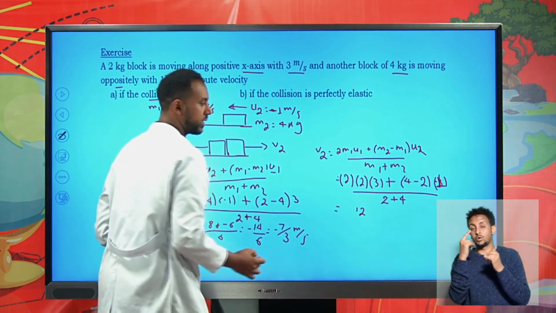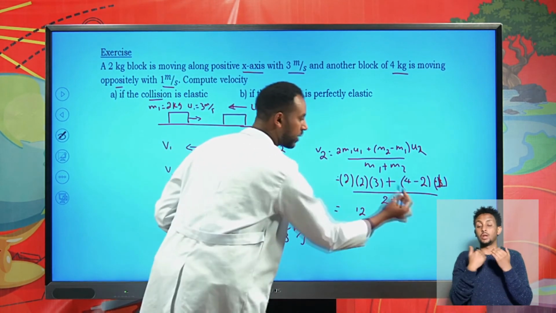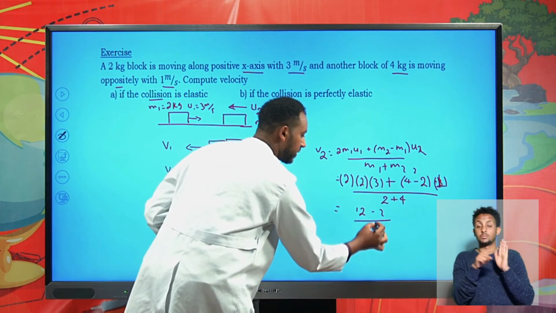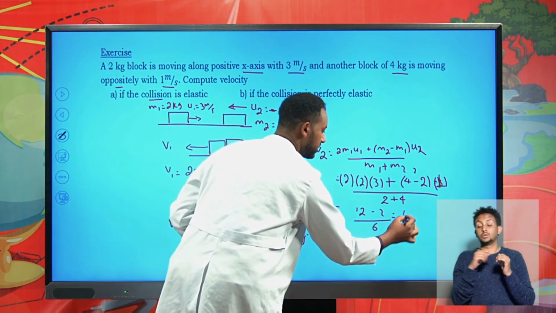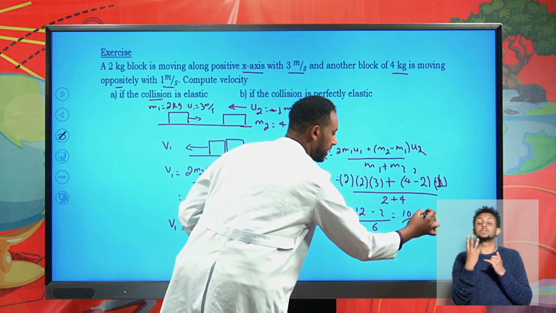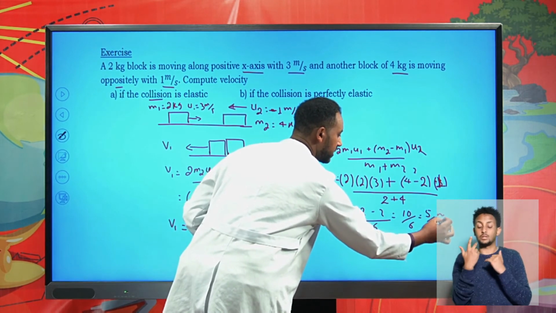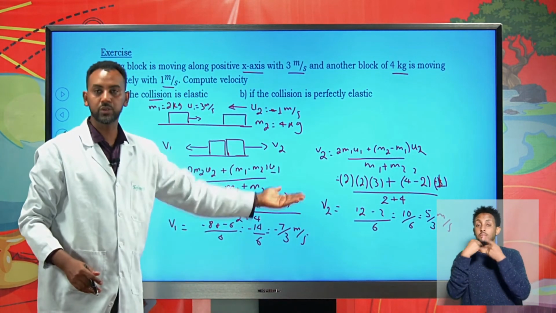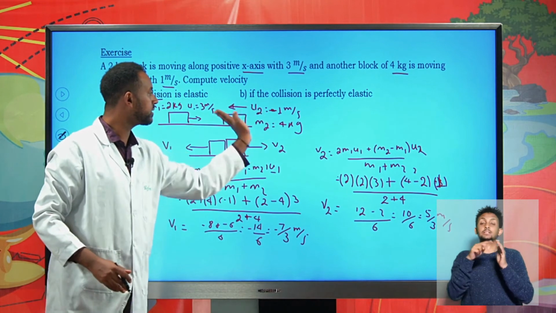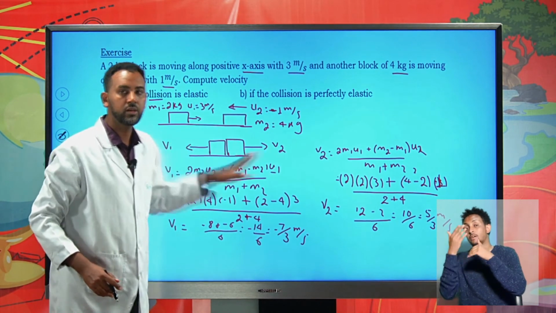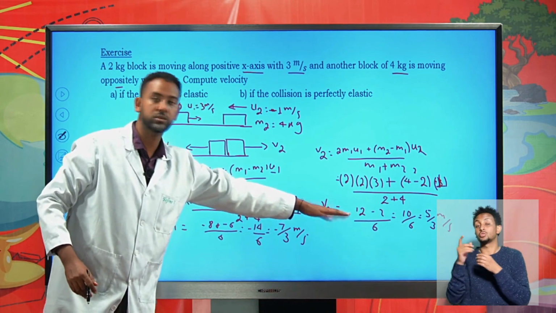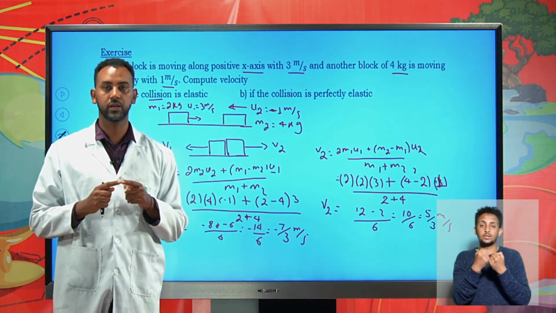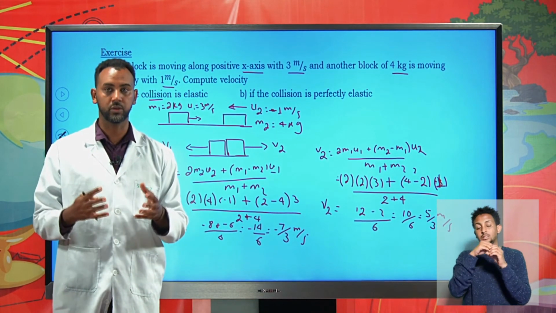And 4 minus 2 is 2, and here you have negative 1, so 2 times negative 1 is minus 2, over 6. When you subtract this, it gives you 10 over 6. And when you simplify this, you have 5 over 3 meters per second. Look here, the final velocity of this particle becomes positive, meaning initially it was moving in the negative x direction, but after collision it changes direction so that it moves along the positive x direction. This is how we determine the velocities if the particles collide in an elastic collision.